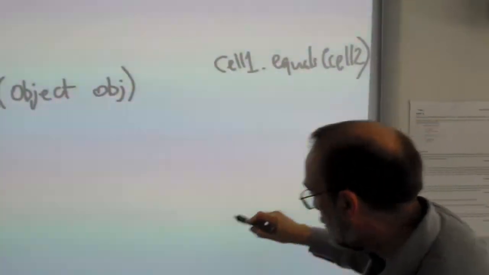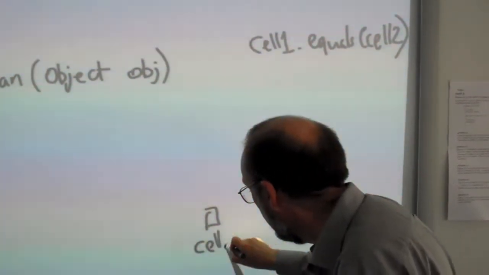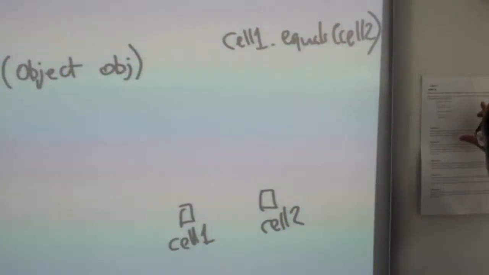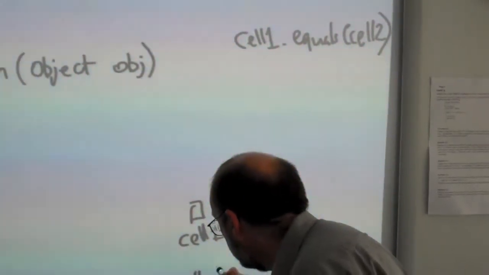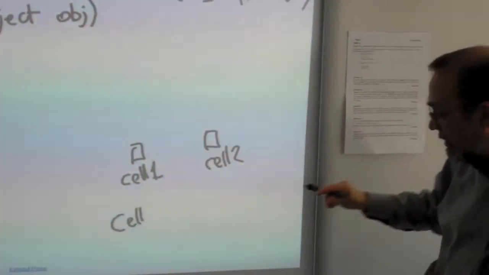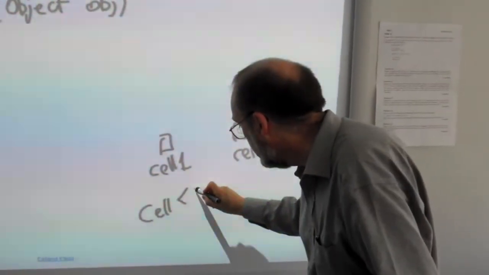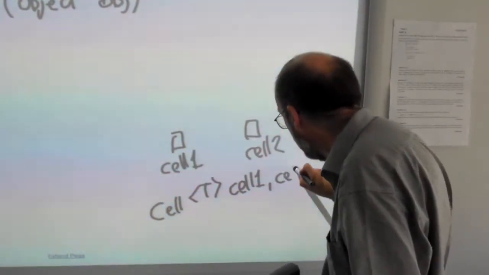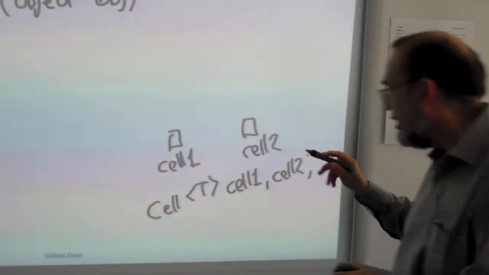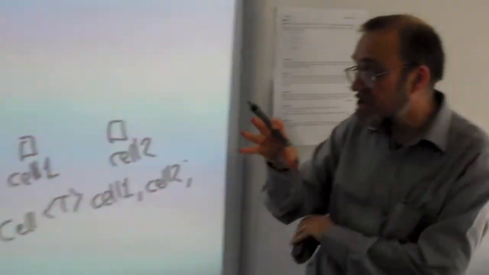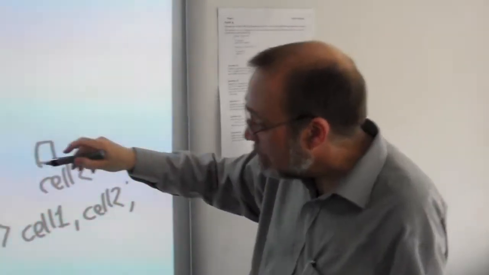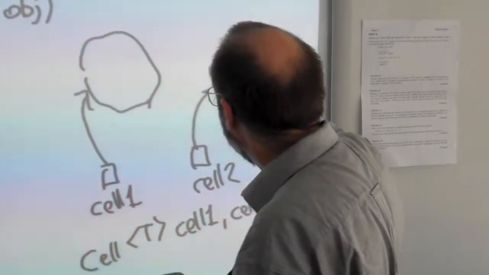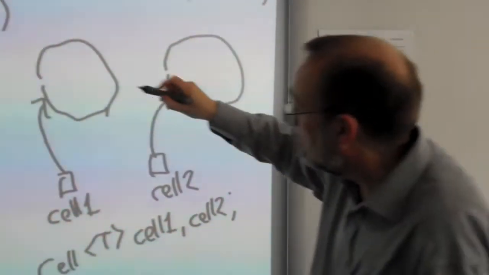So what we've got here is cell1 equals cell2, where cell1 and cell2 are two variables of type Cell. It doesn't actually matter what their element type is. I'll make it generic. Now, the default of equals is that these two will be equal only if they're aliases, but we want them to be equal if they're two separate objects whose contents are equal.